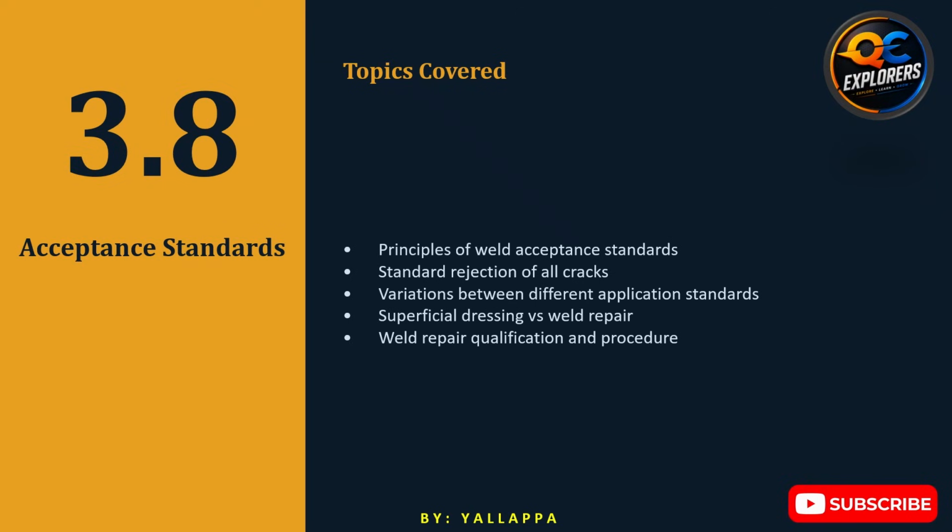The most important principle is this. Identify the imperfection first. Identify the governing acceptance standard second. Then make the acceptance decision. Never reject or accept based purely on personal experience. The contract and applicable standard control the decision.